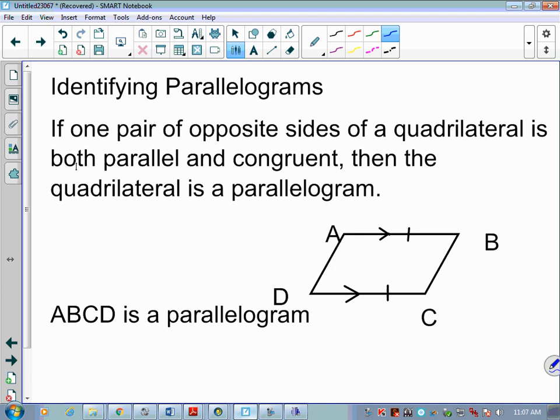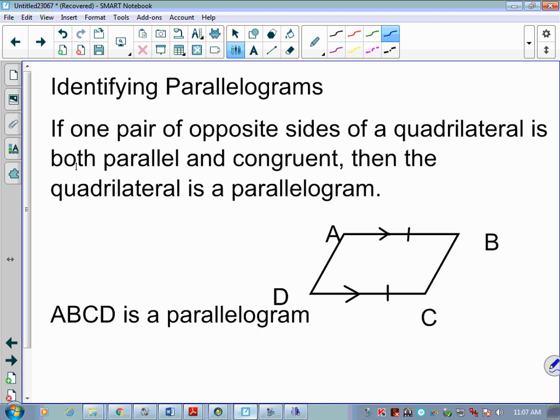Okay. Miss IL, can you read this one off for me? One pair of opposite sides of a quadrilateral. Yeah, quadrilateral is a hard one to say. That's why I went to college, so that I could say quadrilateral over and over and over again in front of people without messing it up.